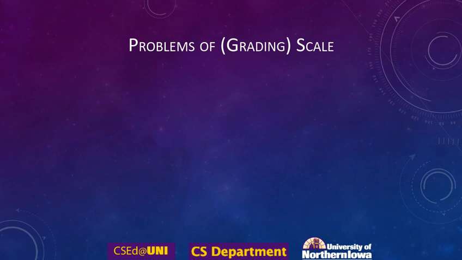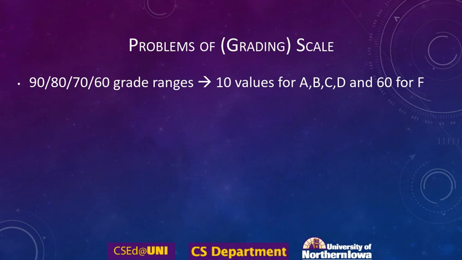So we'll look at some other things that we've had. We had some problems with our traditional grading scale. So number one, we had this 90, 80, 70, 60, pretty common grade cutoffs. If we look at that just from a logical standpoint, what we're saying is that there's 10 different ways to get an A, 10 different ways to get a B, etc. But we're actually saying there's 60 different ways to get an F.